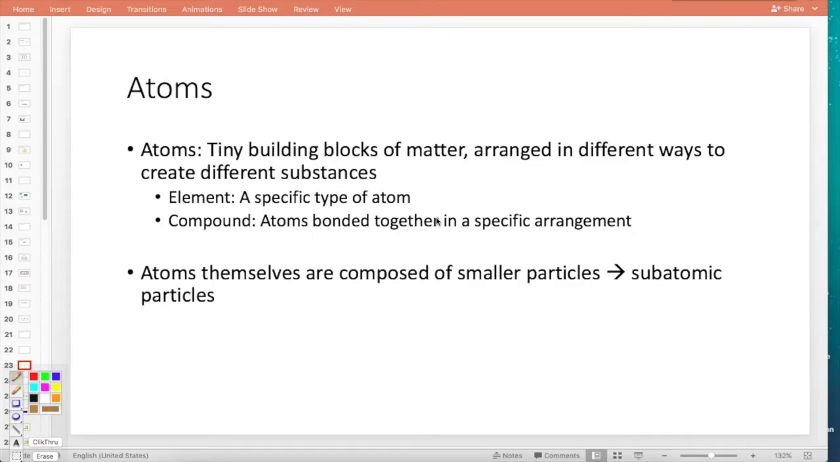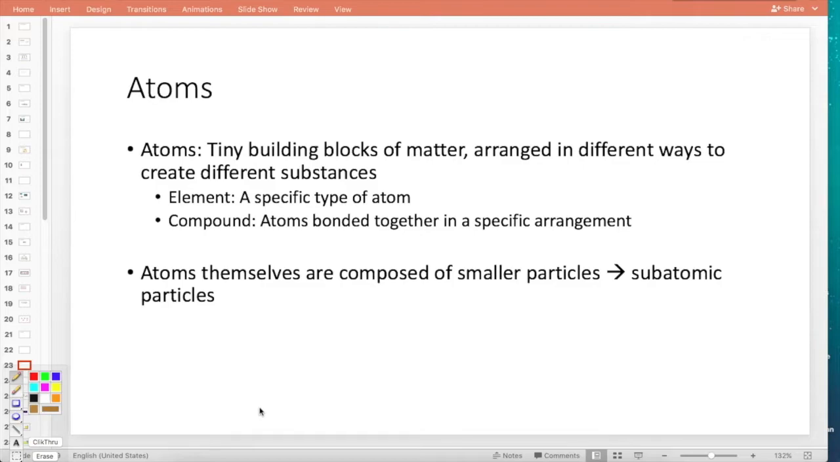So now we're going to get really into the details of all of this and begin talking about atoms, what they are, the fact that atoms themselves are made of smaller particles, smaller building blocks, etc., etc. So let's begin. Atoms. These are tiny building blocks of matter.